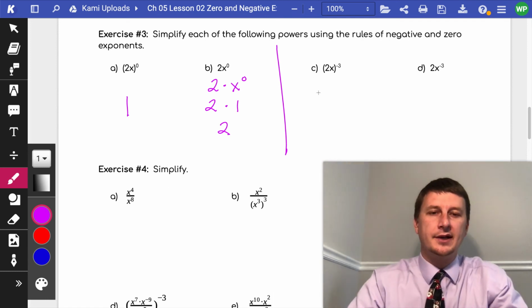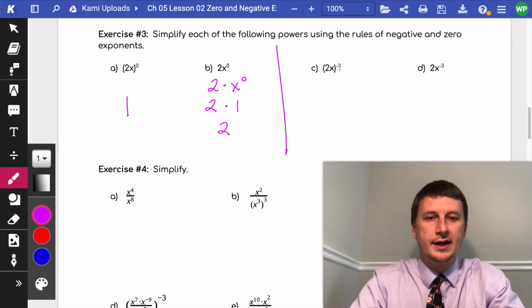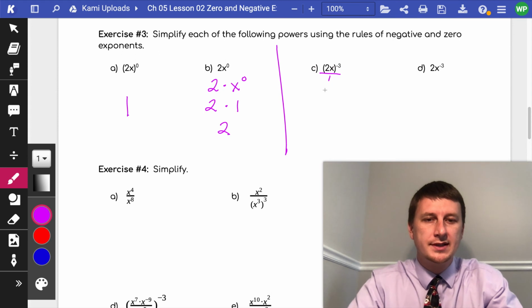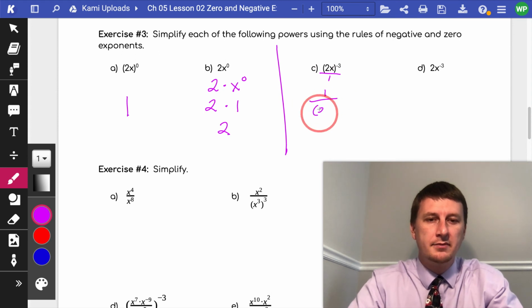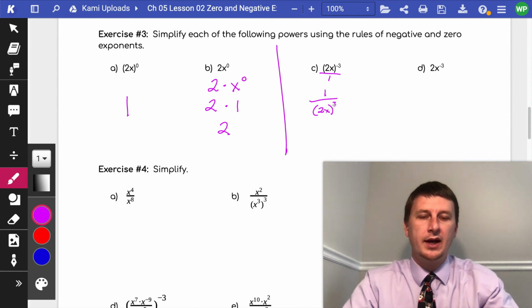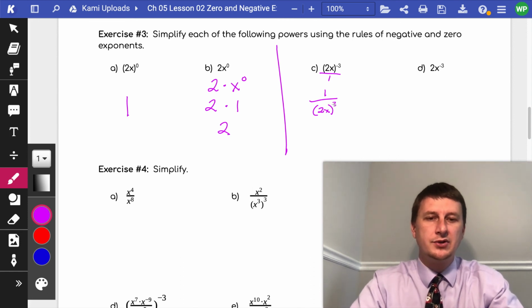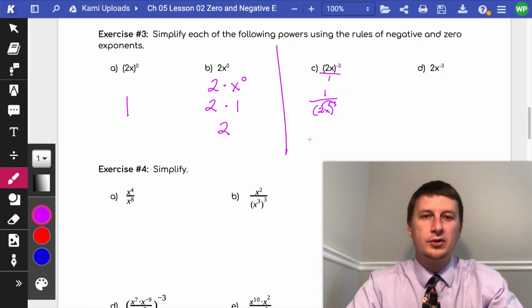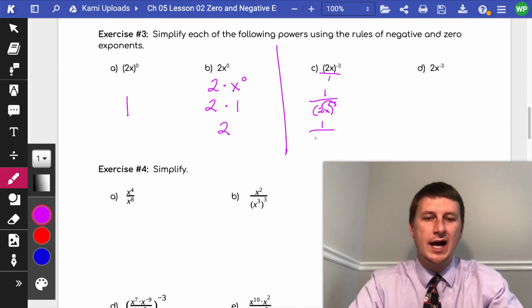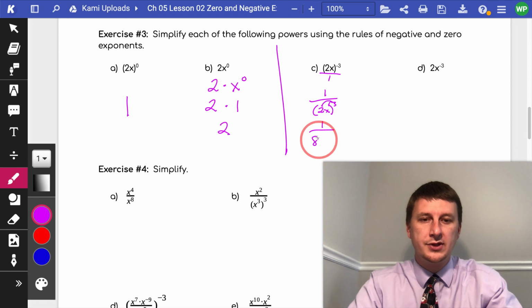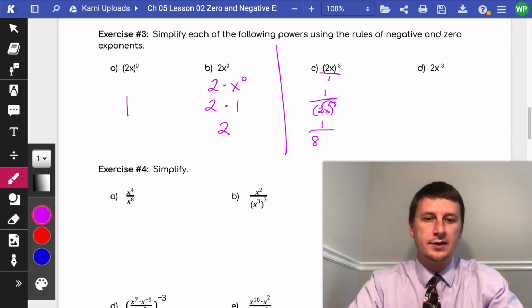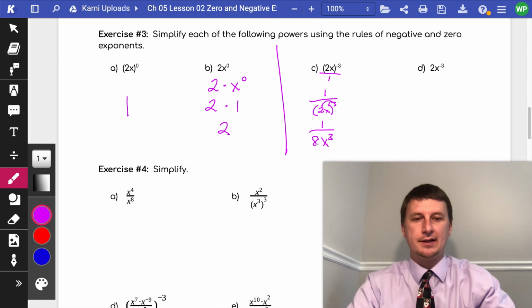Now looking at part C on exercise 3, we have (2x) all to the negative third. So this is really over 1, and our rule for negative exponents is to take the reciprocal of it and make the power positive. So we have 1 over (2x) to the third. And now we could simplify the denominator here by distributing this, because this is a power of a product, which we looked at in lesson 1. And that's going to be 1 over 2 to the third, which is 2 times 2 times 2, which is 8, and then x to the third. So this is 1 over 8x to the third.